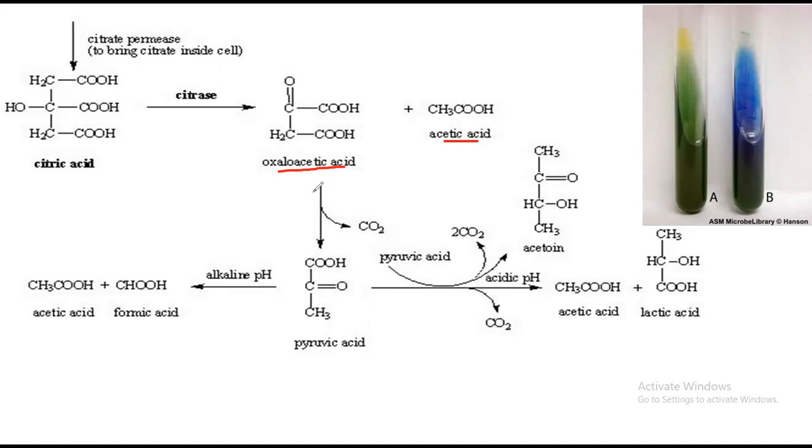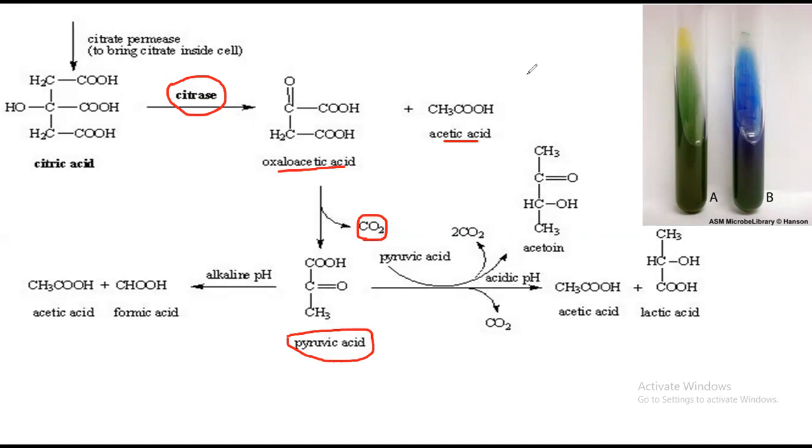After that, what will happen? Just look at this portion. Then it will be converted into pyruvic acid, and carbon dioxide will also be produced. Up till here, keep in mind that citrase is our main enzyme. If it is present in the microorganism, it can break down the citric acid to oxaloacetate, and after that the oxaloacetate can be converted into pyruvic acid and carbon dioxide. Don't be confused by these chemical reactions. Just focus on the pyruvic acid.